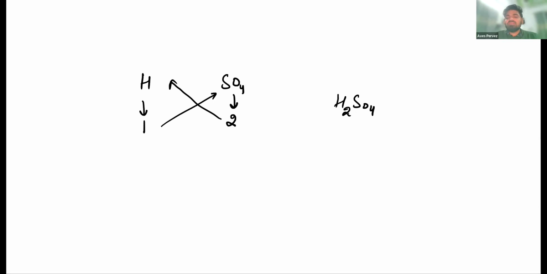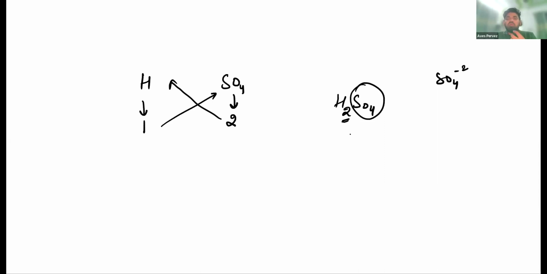So you can memorize that this 2 has come from the sulfate ion. You need not memorize separately that SO4 has -2 valency. You can just remember that in H2SO4, the 2 has come from the SO4 ion.